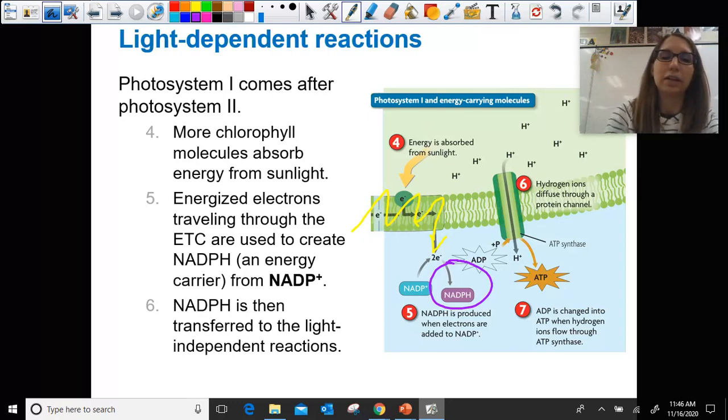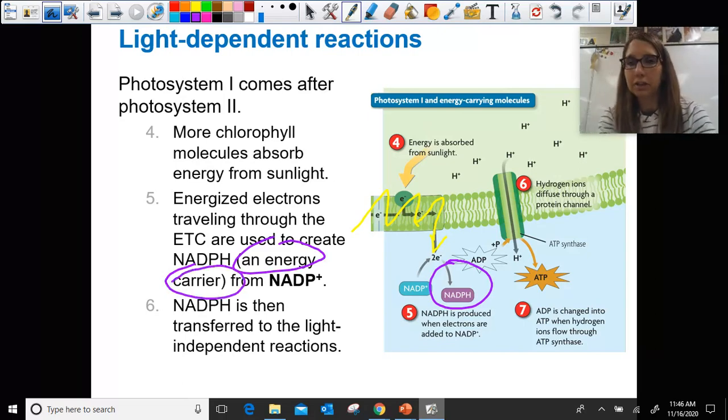And NADPH is an energy carrier, all right? That energy carrier's job is to transfer the energy that's held in its bonds, the energy that was added by those energized electrons coming from the water that was split by the absorption of sunlight. It's going to take that energy and transfer it on to the second stage, the light independent reactions. Okay.